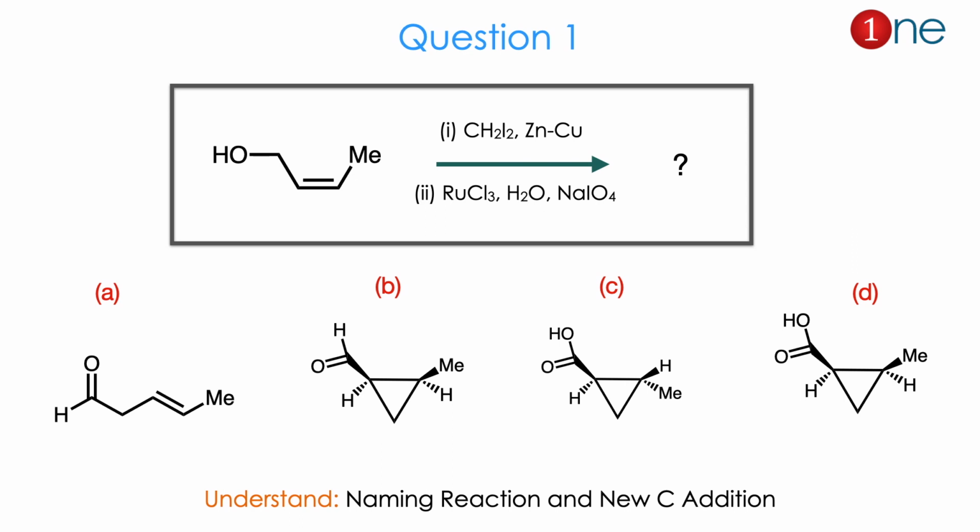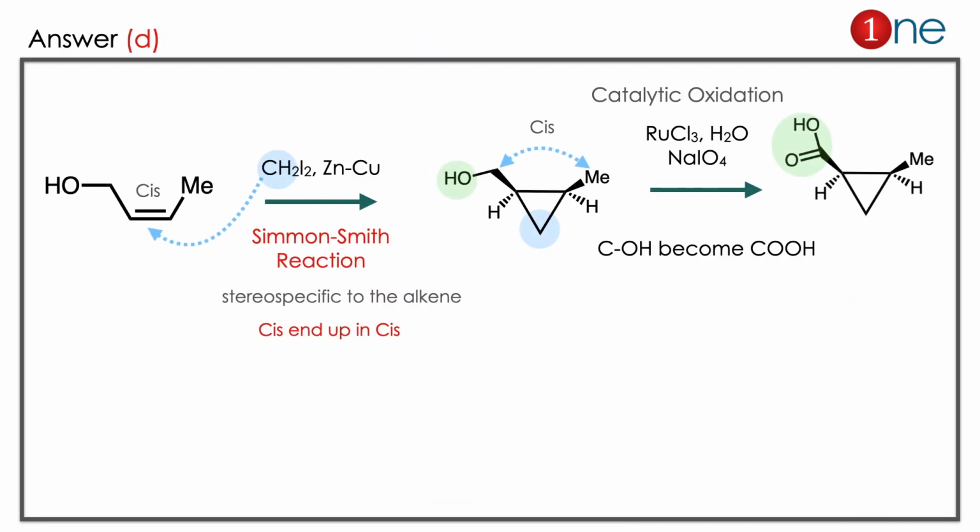The products are mostly cyclopropane formation with the position of CO and CHO in the question, as well as the long chain extended possibility also given. So from the reagent you might guess it's a named reaction, as well as new carbon addition also there. The answer is D. Let us see how.